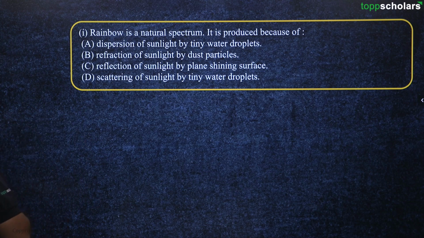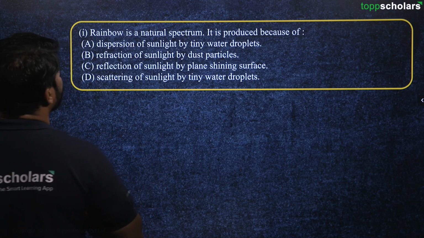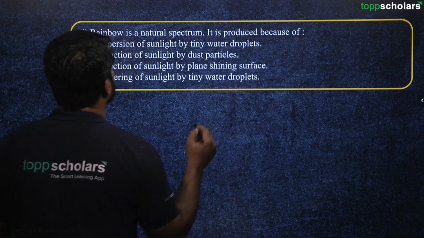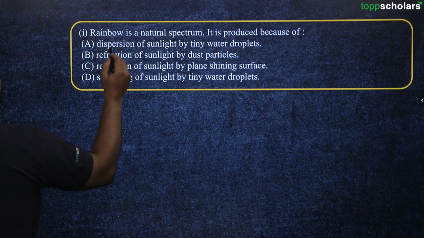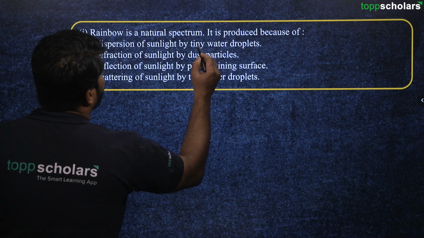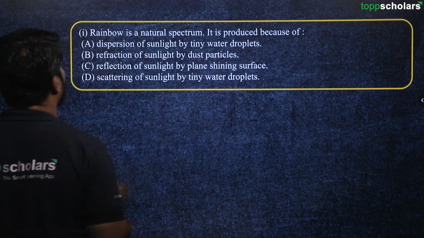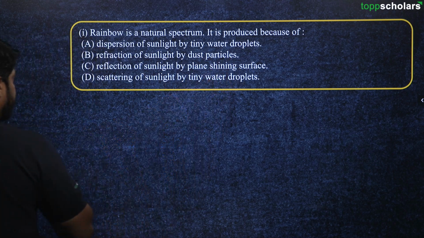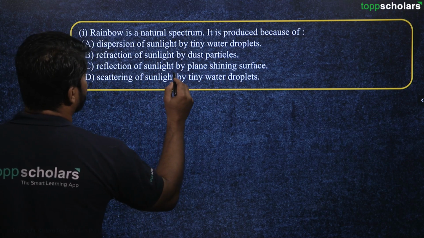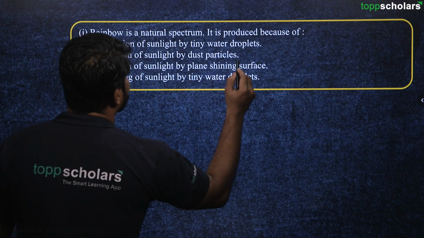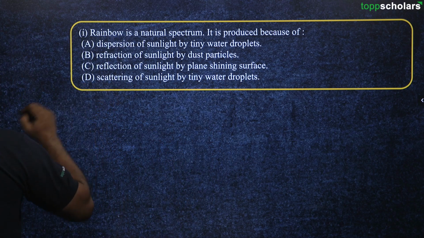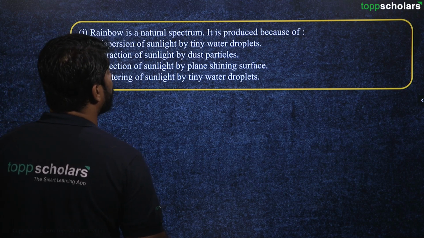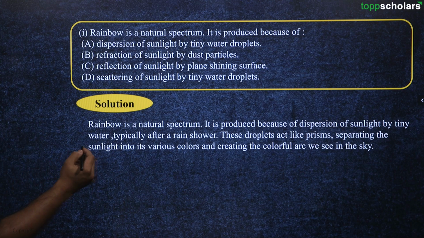The first question over here is, rainbow is a natural spectrum. It is produced because of what? The first option is dispersion of sunlight by tiny water droplets, then refraction of sunlight by dust particles, reflection of sunlight by plain shining surface, and the last one is scattering of sunlight by tiny water droplets. So let's have a look at the solution.